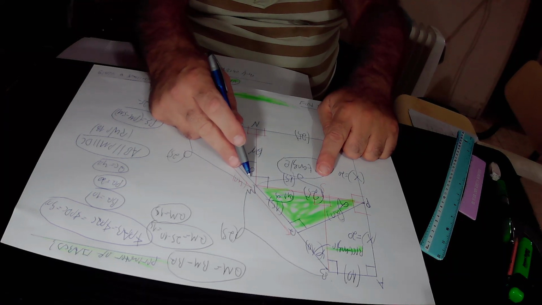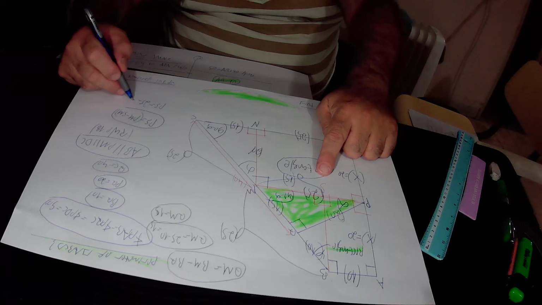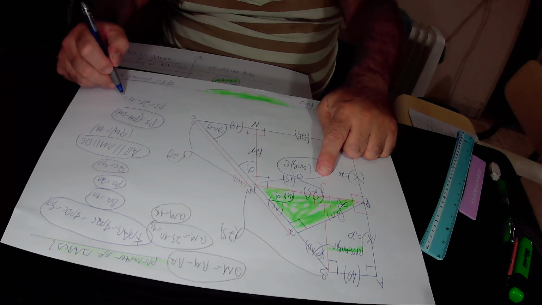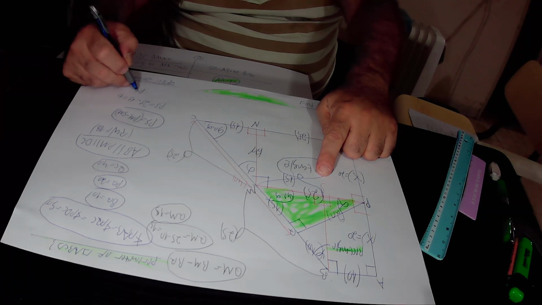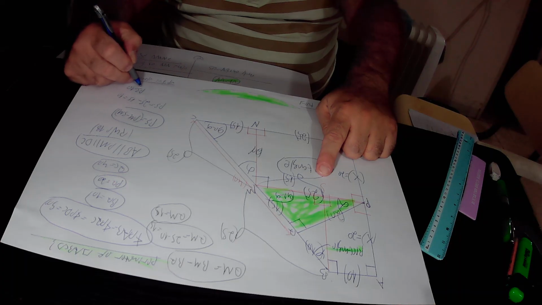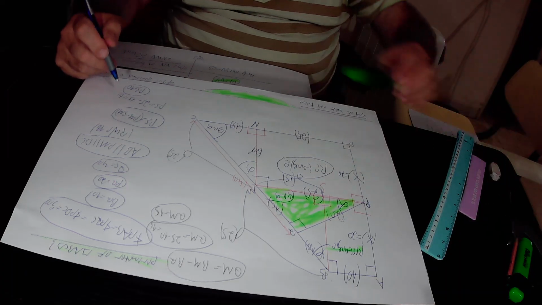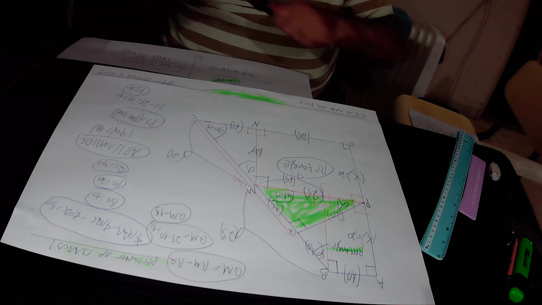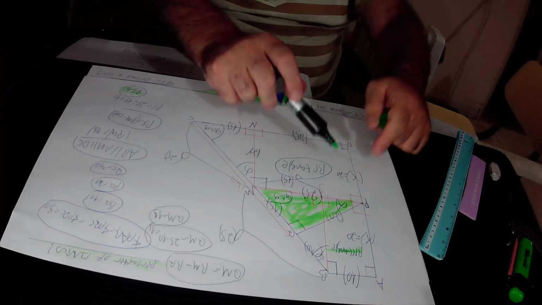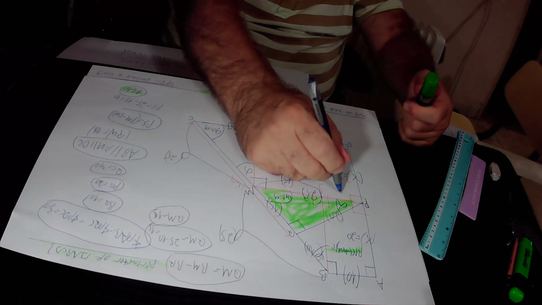We just right now found out that SM equals 15. So in total PS equals 25 minus 15, that is 10. PS equals 10 units in its length. This is the missing side PS, and this is equal to 10 units in its length.